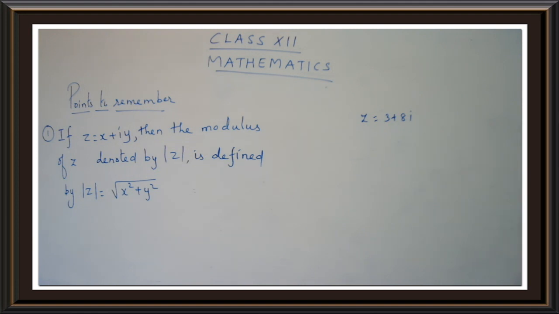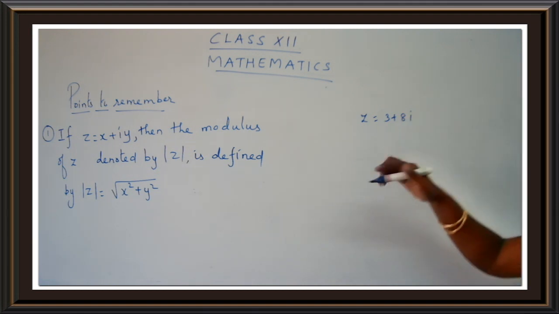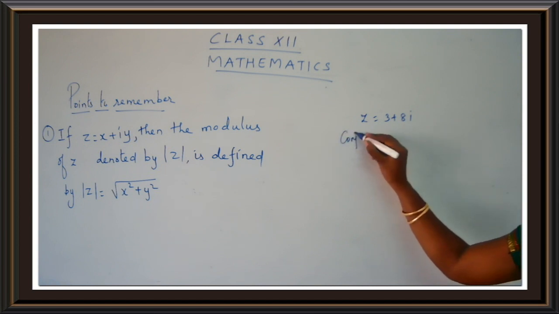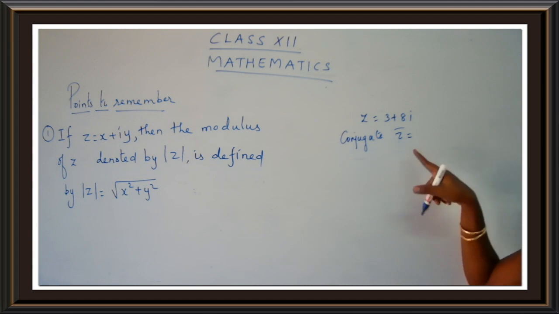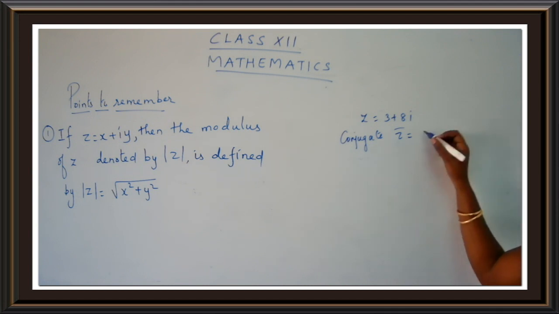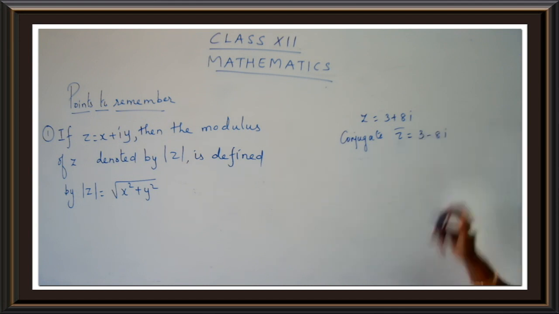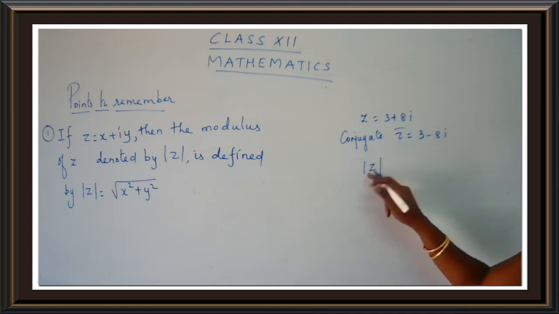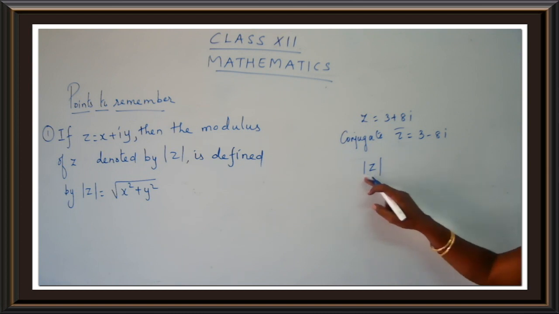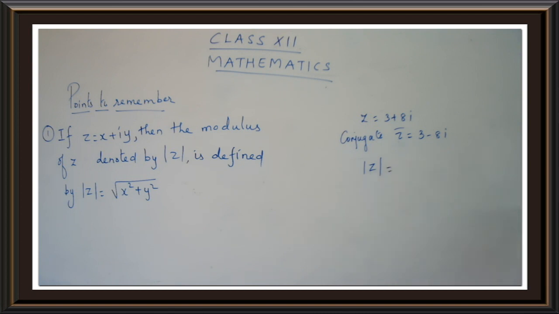So we have seen the conjugate. How to find the conjugate? The conjugate is z bar. Yes children? So z bar means you have to change the sign of the imaginary part. So this is 3 minus 8i. That's the conjugate part. Now here we are talking about the modulus. Yes? So how to find modulus? First of all, you write the symbol modulus of z. What is the formula for finding modulus of z? Square root of x square plus y square.